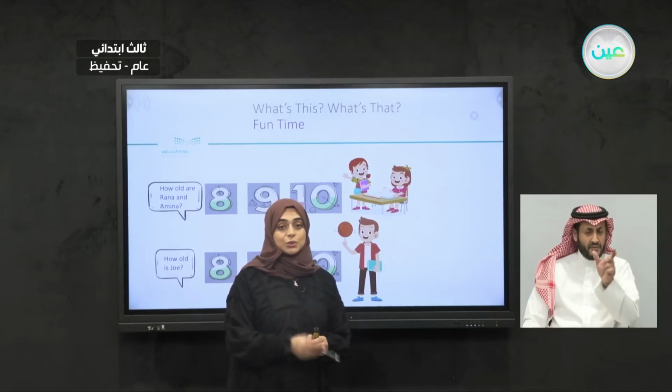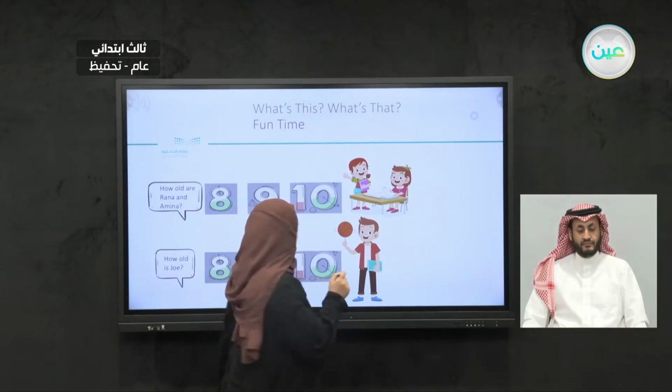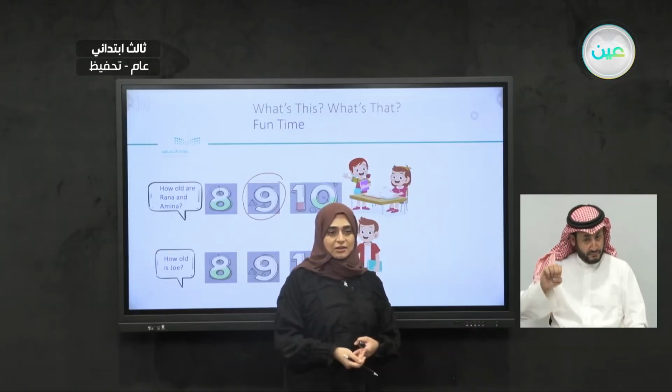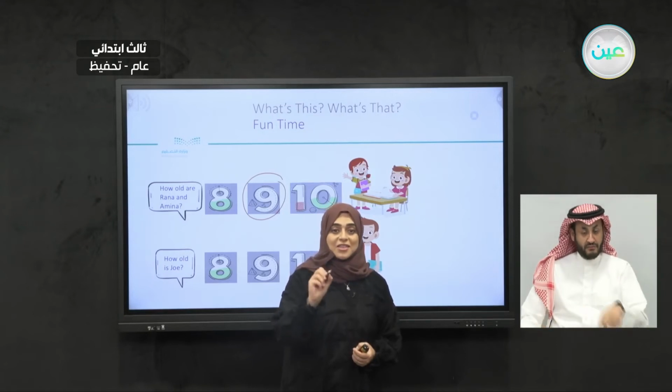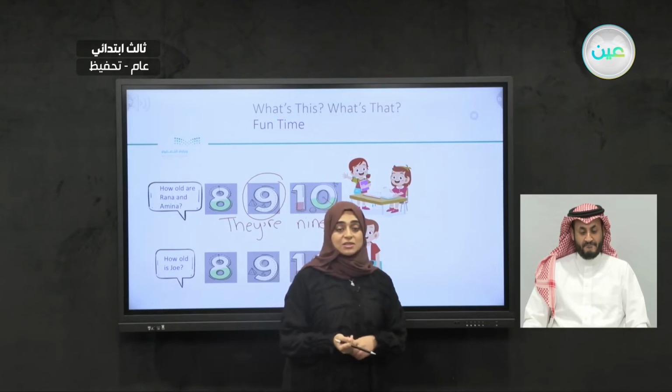So we have 2 girls. So what do we say? First, let's guess their age. They look like they're maybe 9. Let's circle the number 9. Do we say she are, or she is? We have 2 people. No, we say they are. Excellent. They are 9, or they're 9. Apostrophe R-E, and then N-I-N-E, full stop.